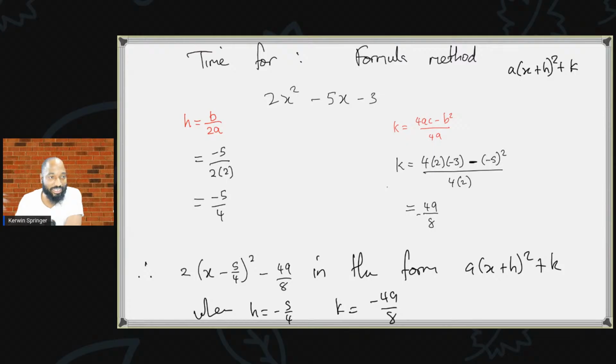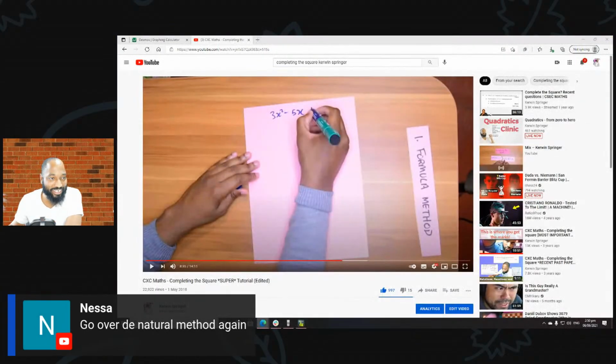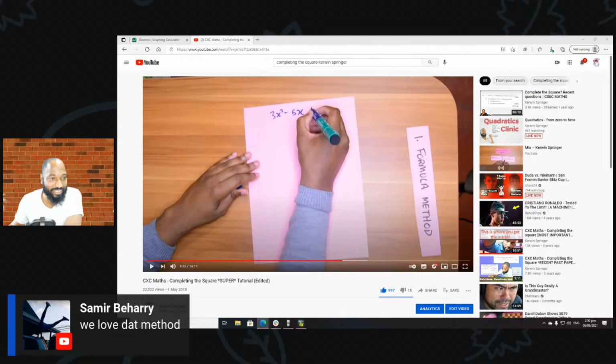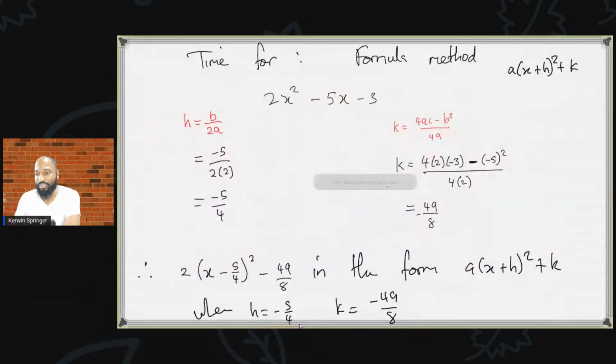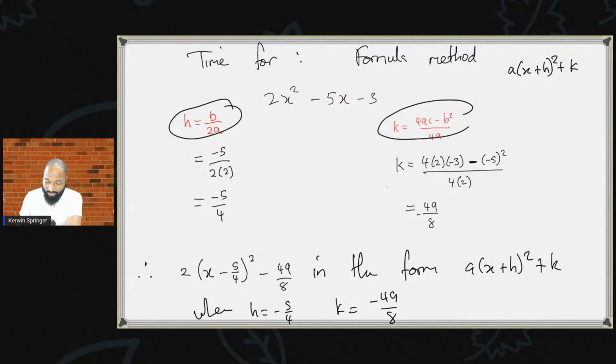Go over the natural method again. We love that method. Our math teacher used to call it sacrilegious. All-time math legend, Corinne Springer. Yeah, bless her. So this is how you complete the square using just the formula for h and k. And it will work for anything.